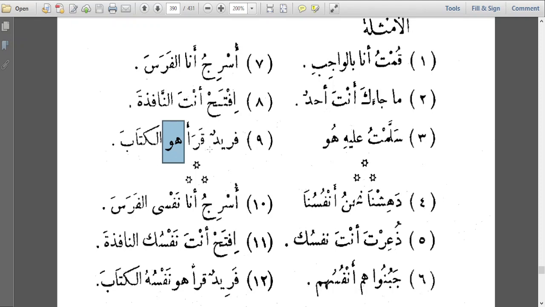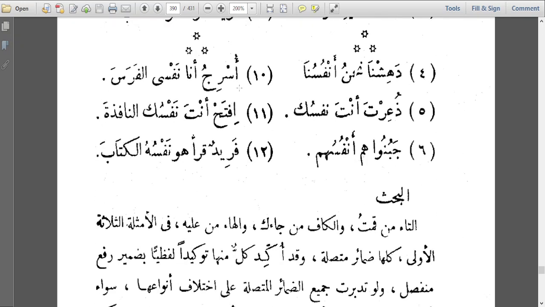It's like saying Faridun qara'a Faridun nafsuhu al-kitaba. It is like saying qara'a Faridun nafsuhu al-kitaba. Jamil? Okay. And then we come to the last chamber.